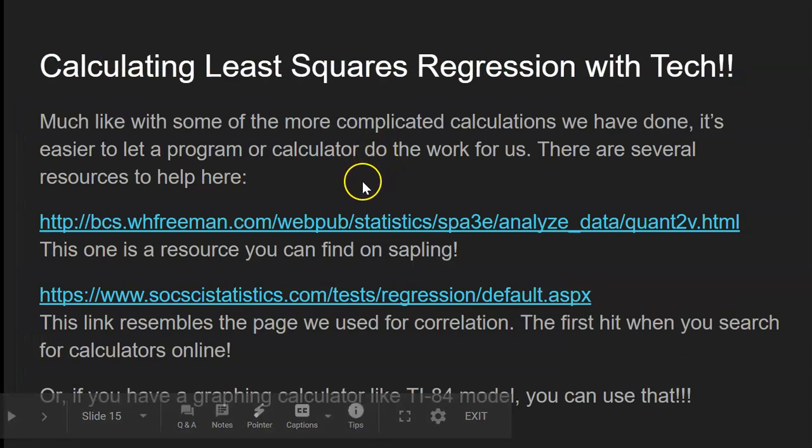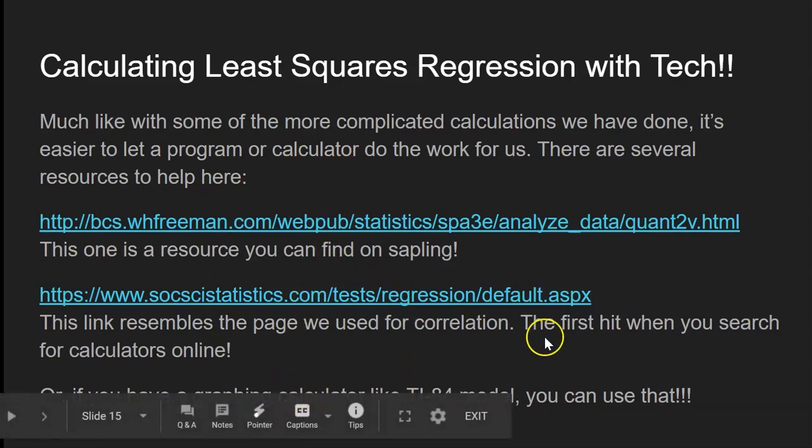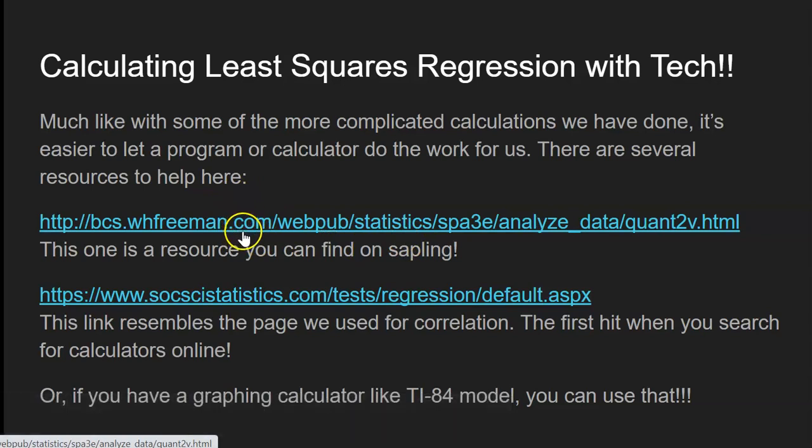All right, so if you found that very complicated and you got a little frustrated doing the work by hand, that is to be expected because just like with some of our most complicated calculations, this is easier to let a program or calculator do the work for you. And I've compiled a couple of resources here for you that might help you on the homework and stuff like that. Here is a resource from our sampling. We can click on it and it'll take us to a place where we can put in our variables.